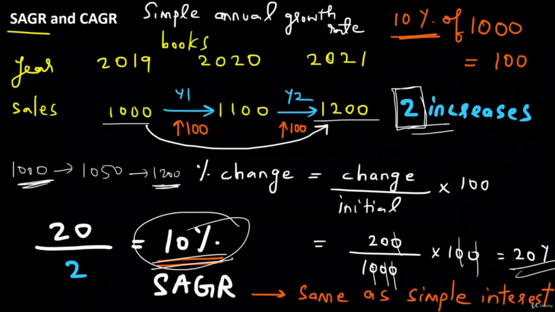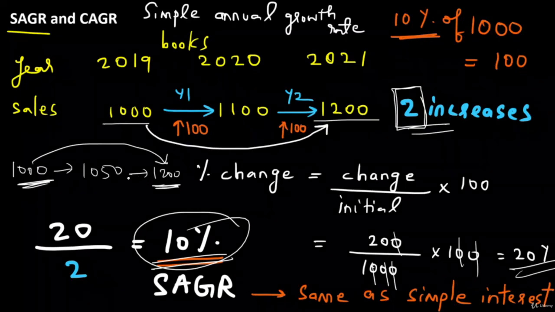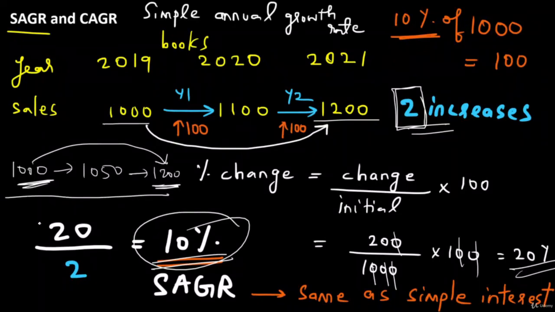It's like an average. So again, if you find the SAGR, in this case the percentage change is 200 by 1000 into 100, which is 20%, which is happening over 2 increases. So 20 by 2 gives you 10%. So the SAGR in this case also will be 10%.